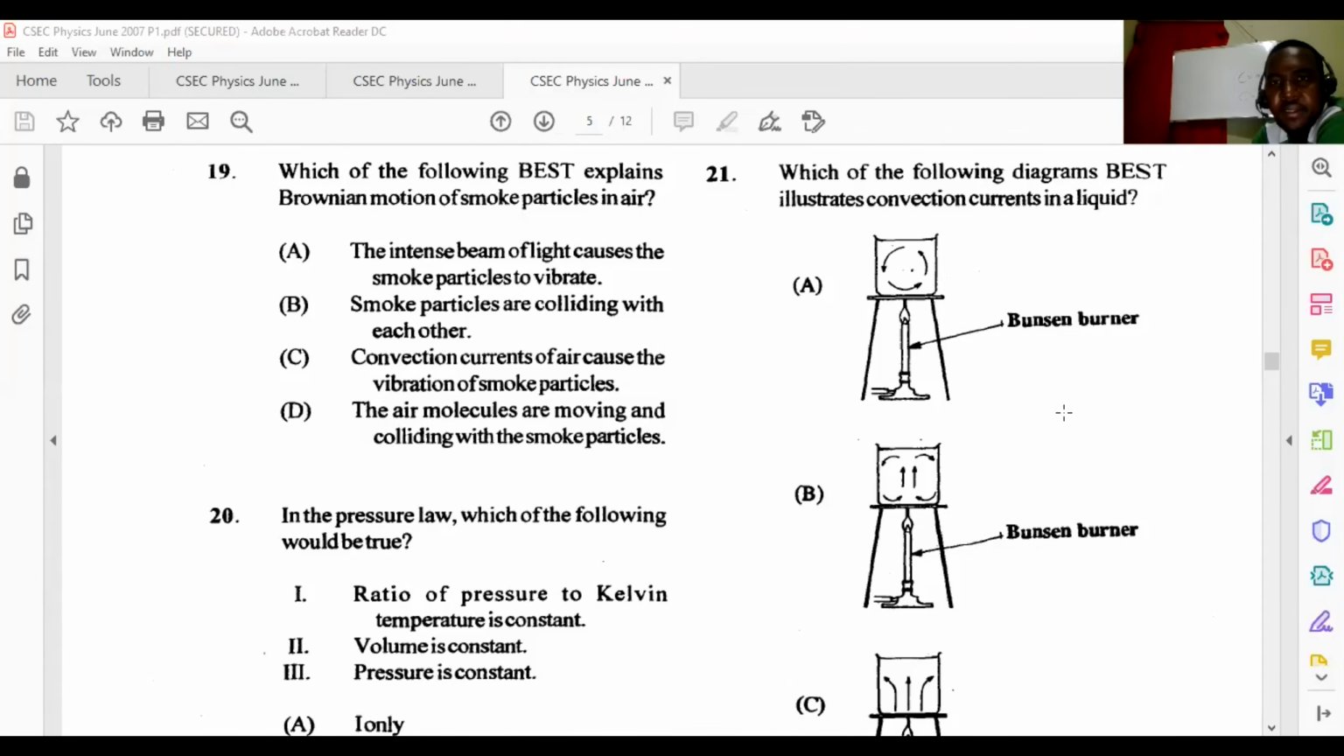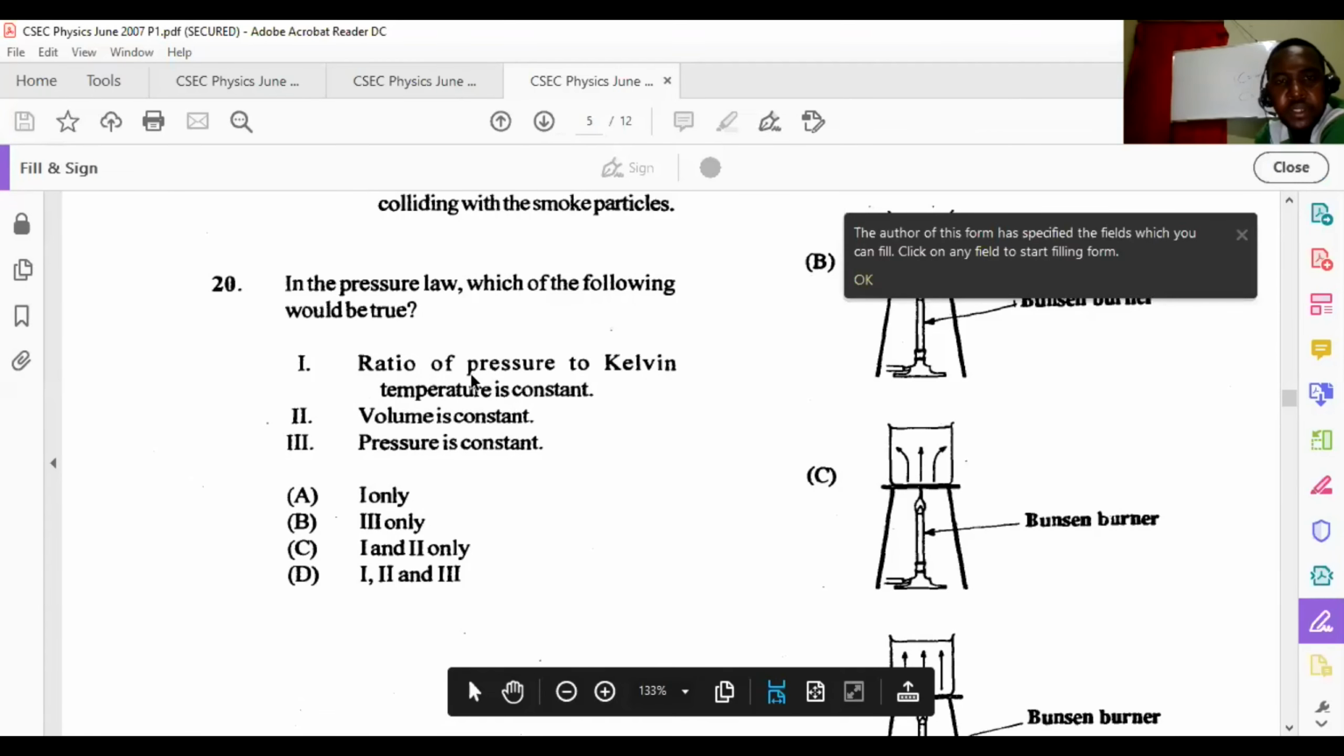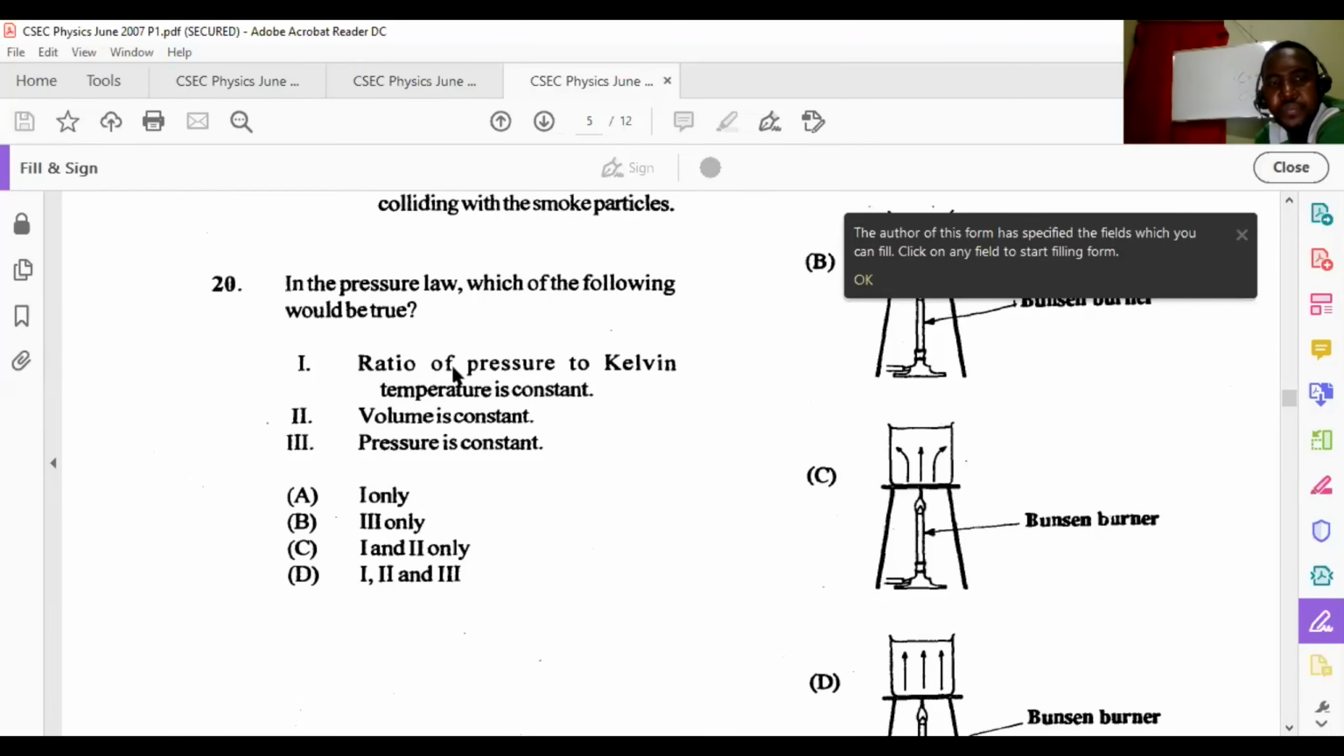Yes, so that is E. All right, so D is our answer for that one. All right, 20. In the pressure law, which of the following would be true?